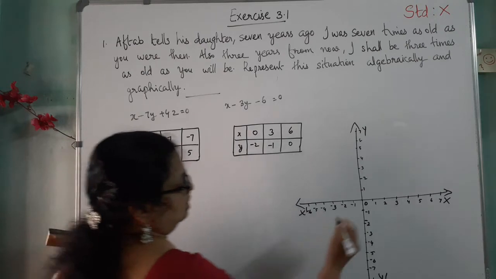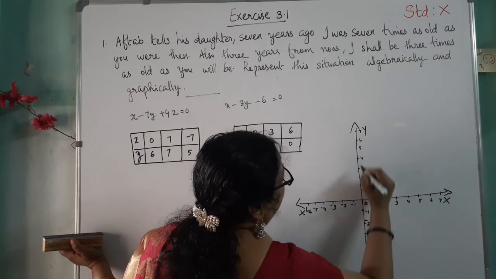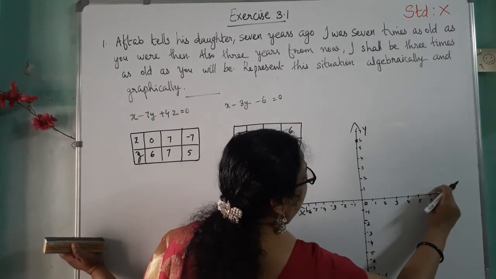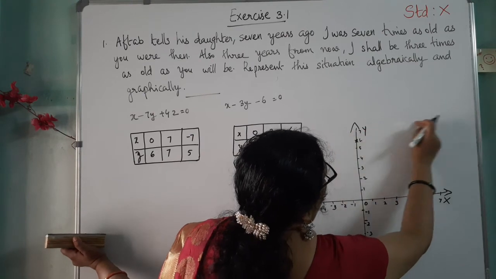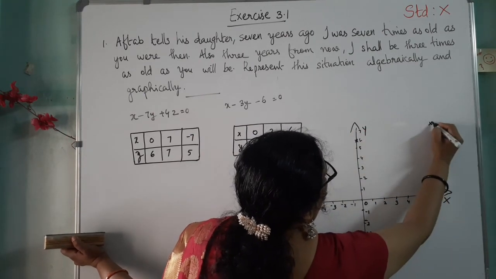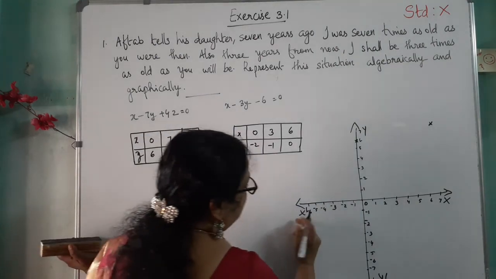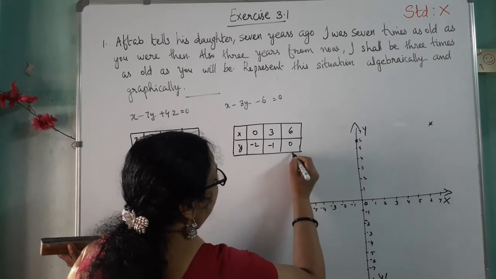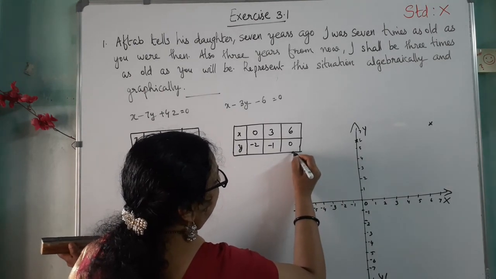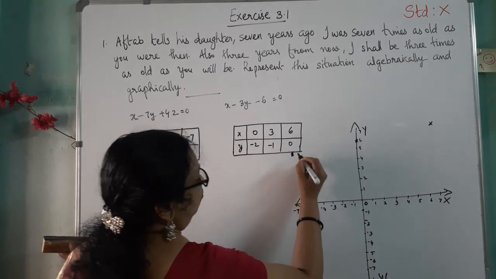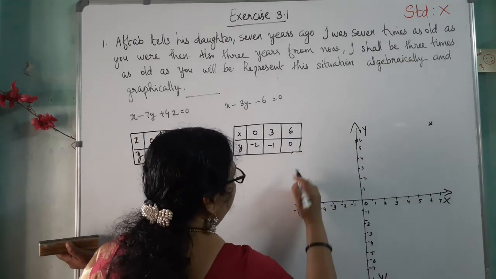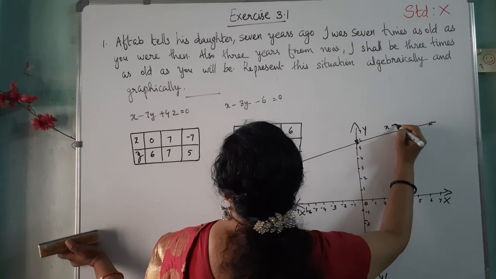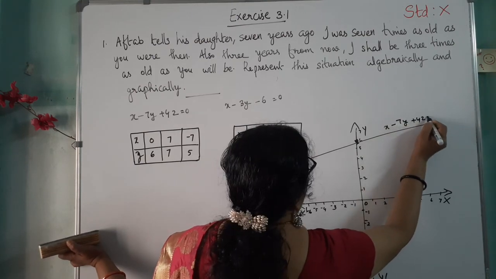Then 0 and 6. When x is 0, y is 6. The point is here. Then 7, 7: x is 7, y also 7. The points are here. Then minus 7, 5: minus 7 and 5 is here. So these are the points, and when we plot them, we get a straight line. This graph is x minus 7y plus 42 equal to 0.